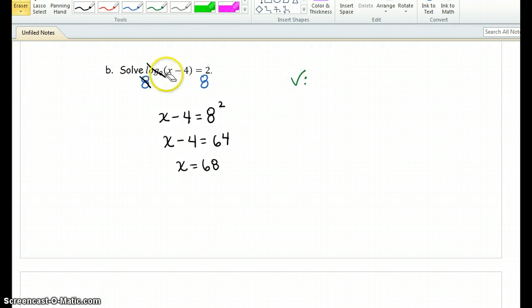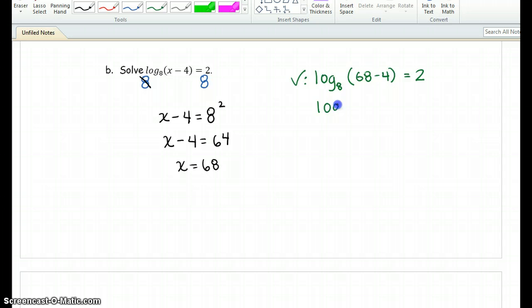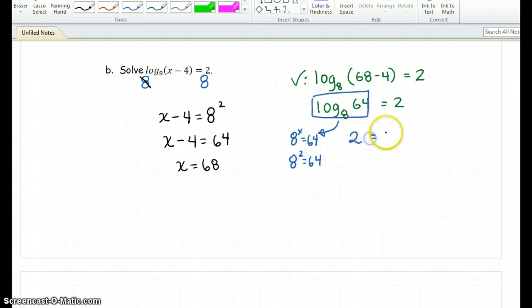So the original problem, I'm just going to cross this off so I can see the original problem. Log base 8 of 68 minus 4 equals 2. Well, log base 8 of 64 equals 2 is what it reduces to. Now the question becomes, 8 to what power is 64? Well, we know 8 to the second power is 64. Therefore, this expression is 2, which is a good thing because it does equal 2 on the right side as well. Therefore, x equals 68 is a solution, and it's not extraneous.